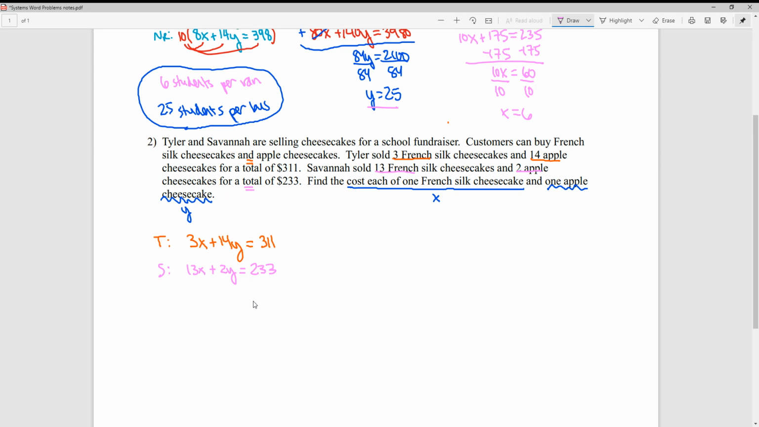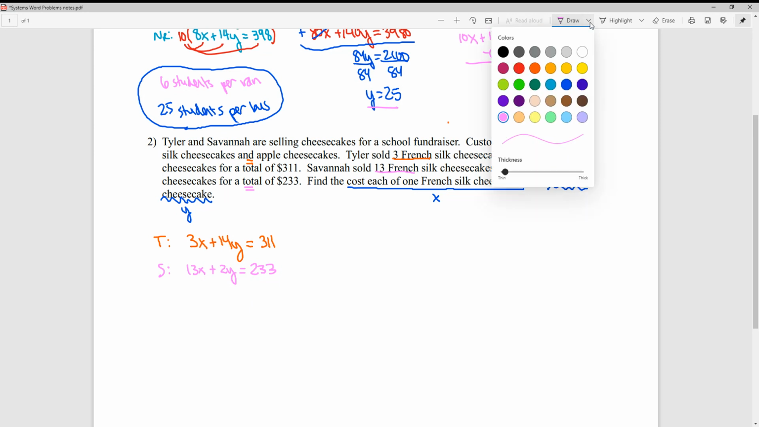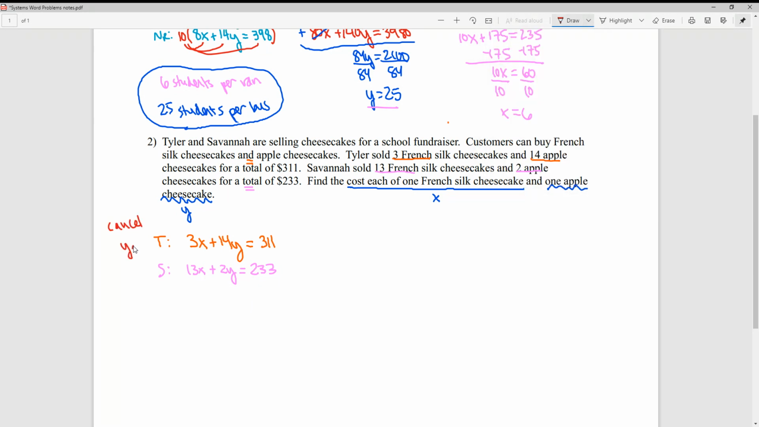You can choose to cancel x's or cancel y's, up to you. Let's try canceling y's this time, just for a change of pace. So when I do that, the bottom equation has a 2 in front of y, so I'm going to multiply the top equation by 2. The top equation has a 14 in front of y, so I'm going to multiply the bottom equation by 14.